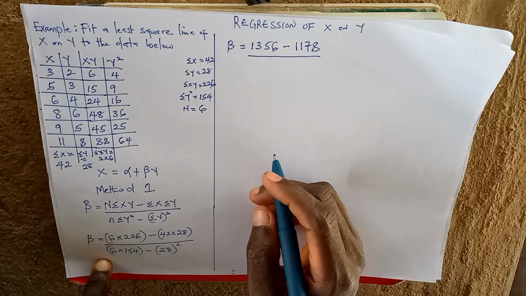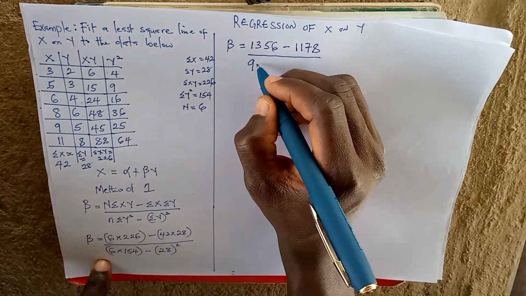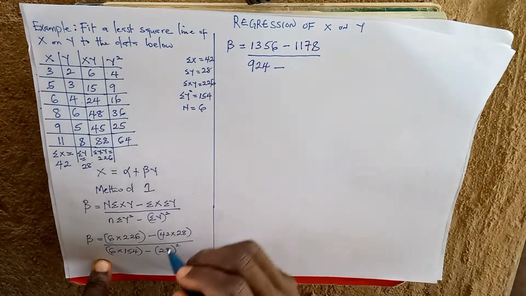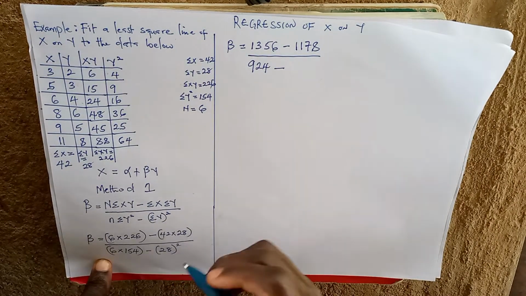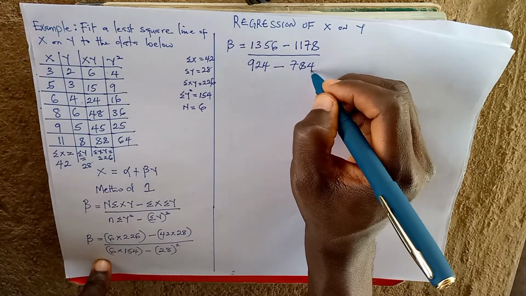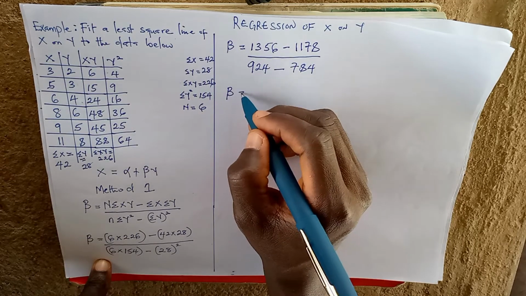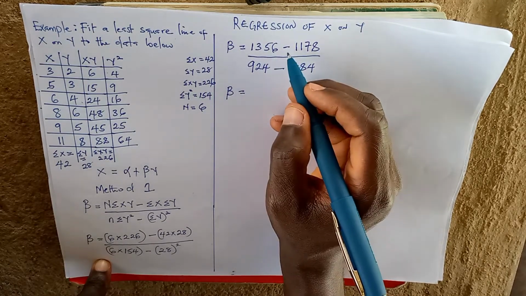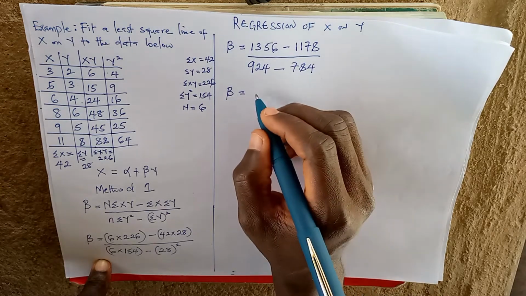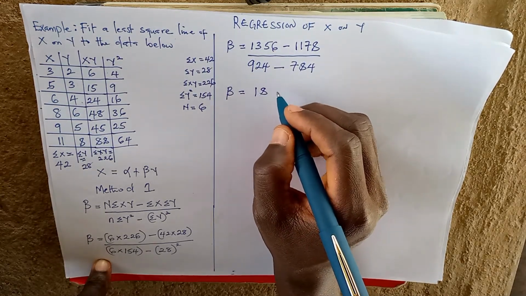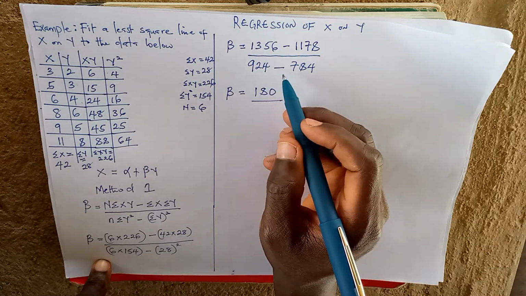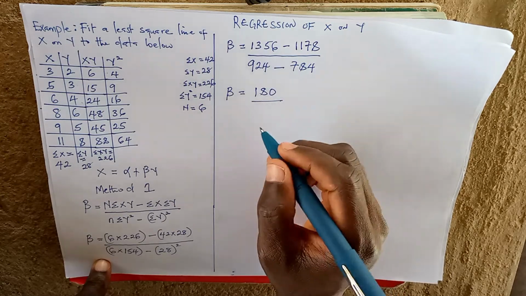Then divided by 6 times 154. 6 times 154 will give us 924, minus 28 raised to power 2. 28 raised to power 2 will give us 784. Therefore, we have beta equals 1356 minus 1176, which gives us 180, divided by 924 minus 784, and that will give us 140.